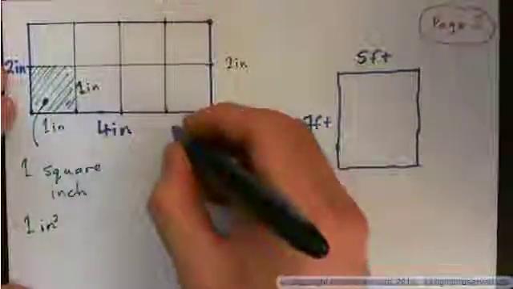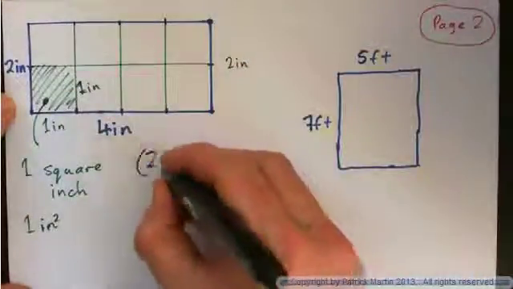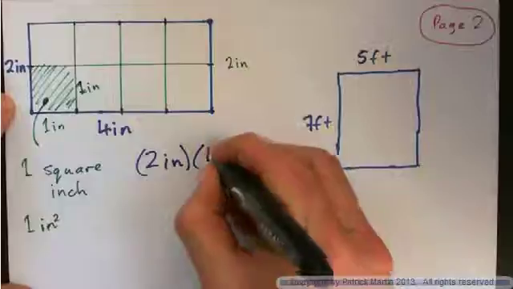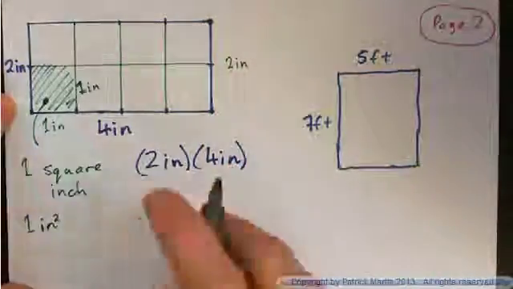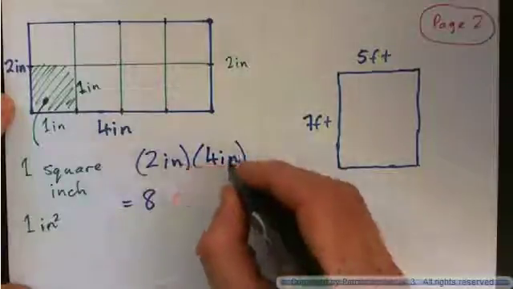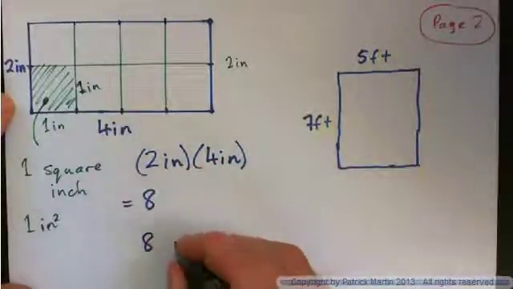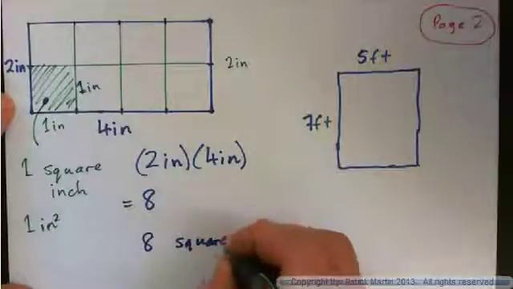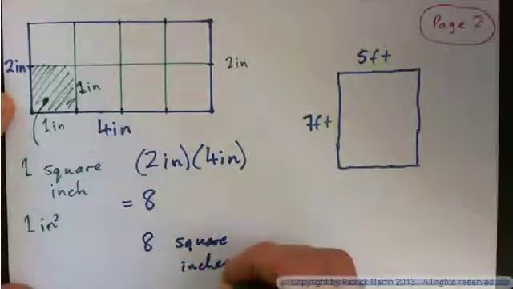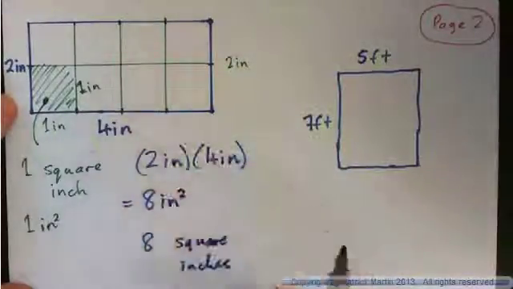And of course the fast way of getting that is to go 2 times 4 is 8, or in fact 2 inches times 4 inches gives what? Well, 2 times 4 is 8. Inch times inch is inch squared, so we've got 8 square inches, right?